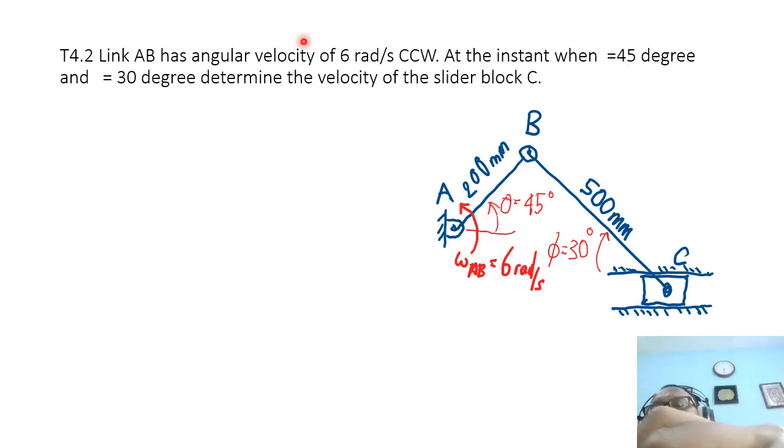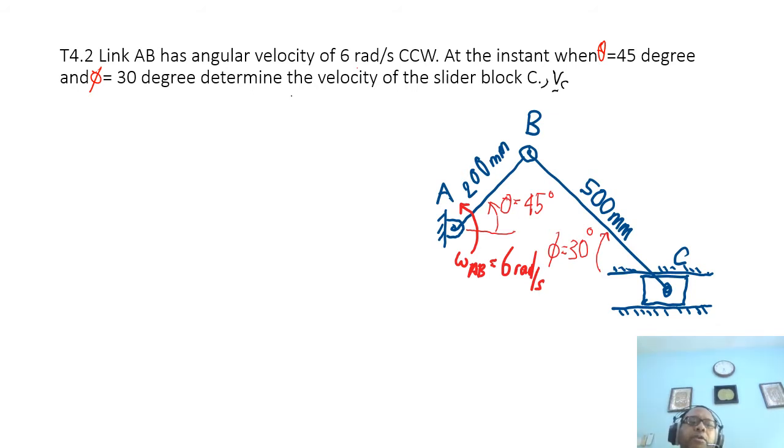So that's theta missing here, so let me put theta. And phi equals 30 degrees. Determine the velocity of the slider block C. So theta is 45, phi is 30 degrees. The question asks you to determine the velocity of the slider block C. So this is what we want, VC.